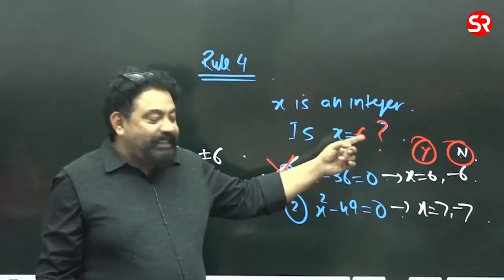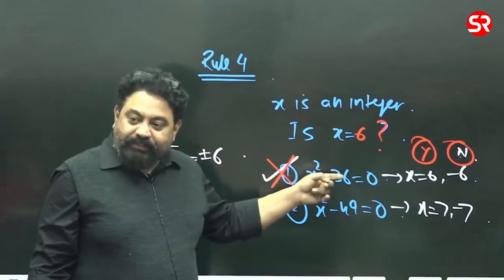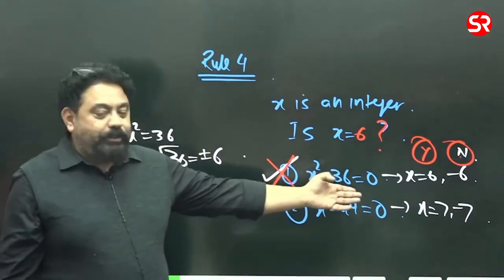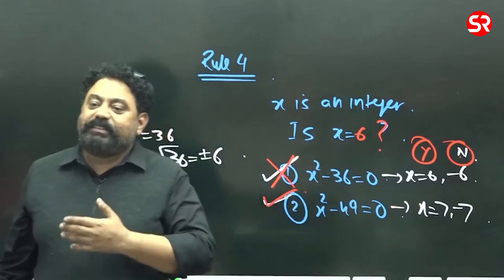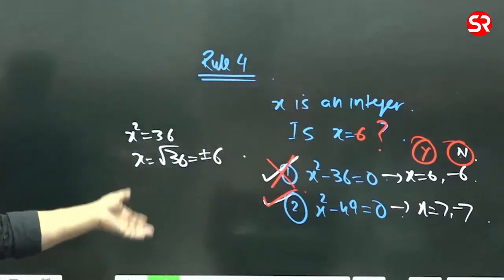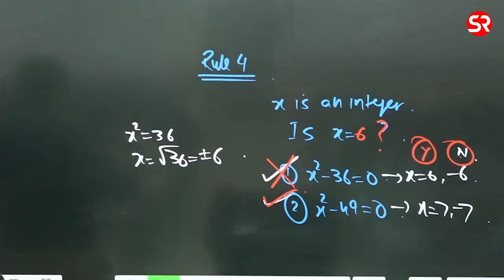So now if I say x is equal to 6, then you say first is not giving you answer and second again gives you answer. Because x is equal to 7 or minus 7, now you say no, x is not equal to 6. So now in this case answer is 1. That is the beauty of data sufficiency. That is the reason we call it a killer.